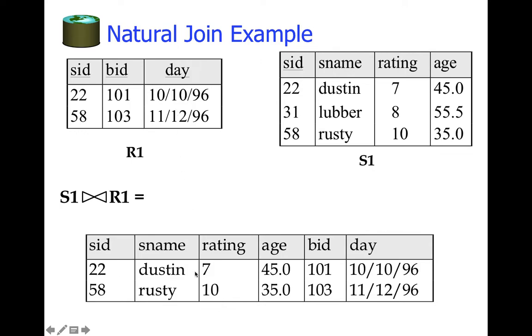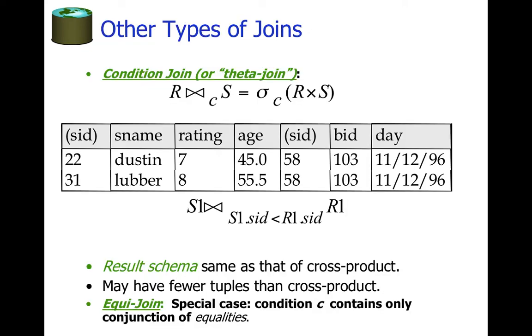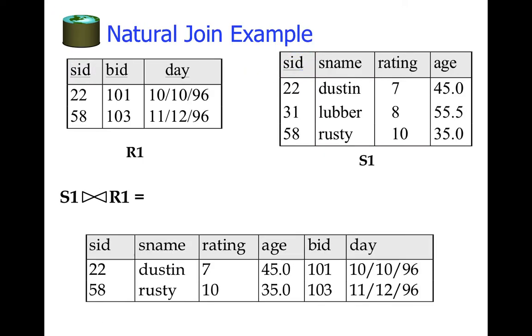So this is 22 Dustin 7, and this data is definitely for Dustin. So we don't need all the combinations. This is better than the cross product. And the Rusty one is done in the same way. So this is the join operator. Very clear.